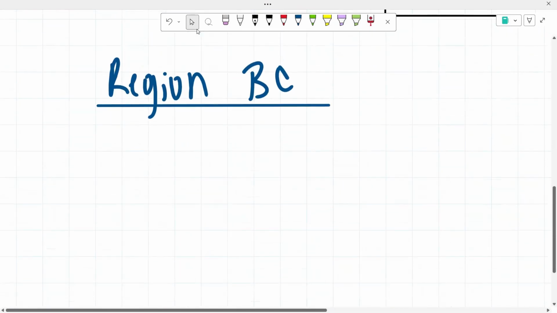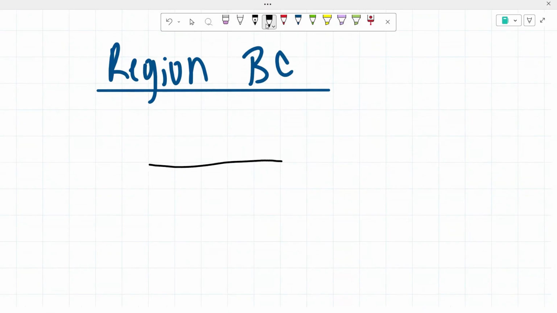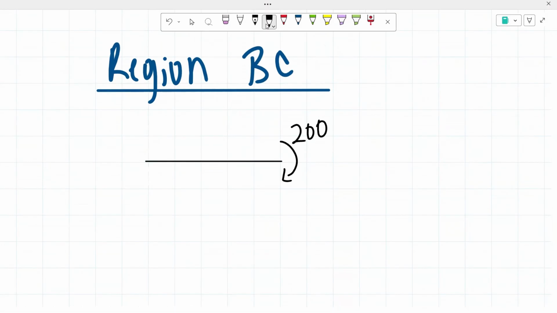So let me draw that out for you guys. It is still going to be within the region BC, but instead my origin is going to be at point C. So my free body diagram would be my beam here with my moment right here of 200 pound-feet going counterclockwise. So my cut has to be somewhere within the region BC.